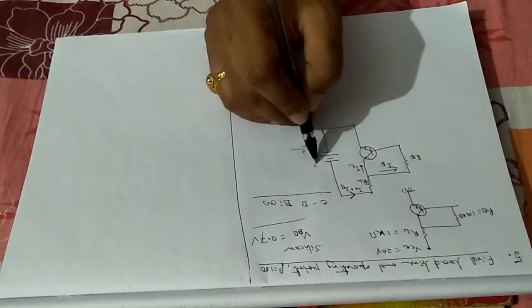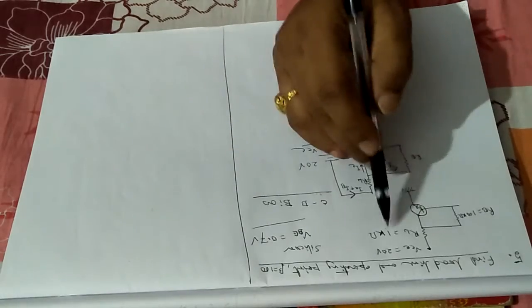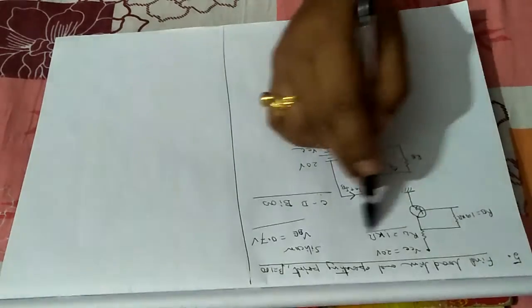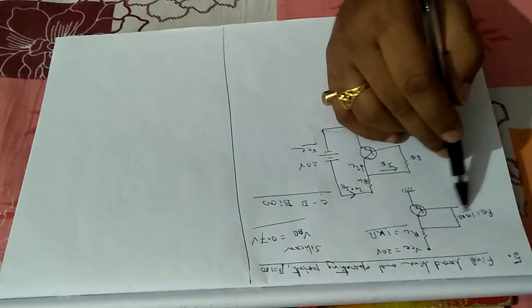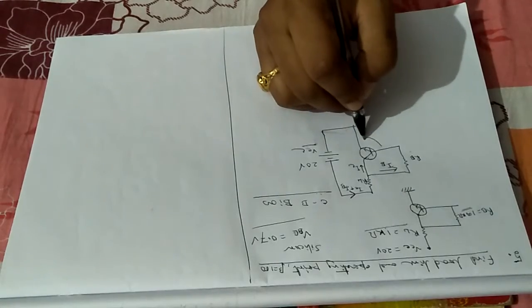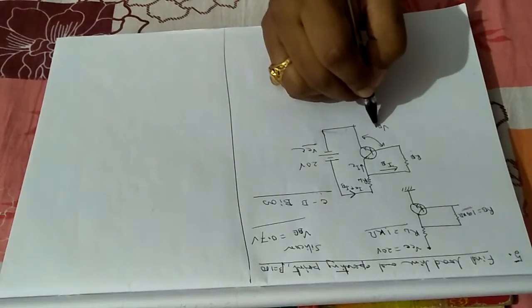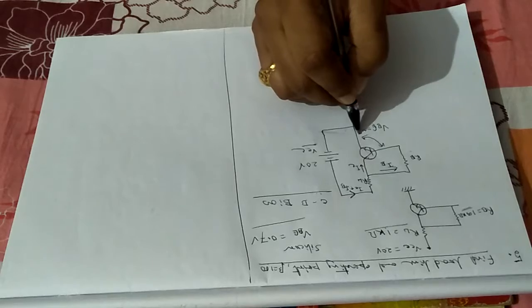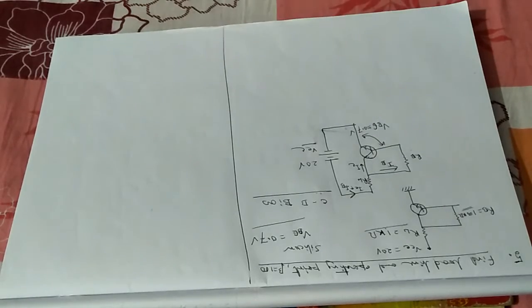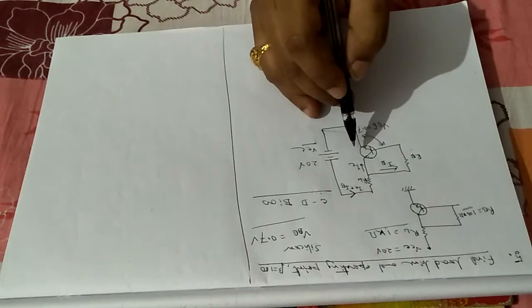VCC is given, VCC is 20 volt. RL is given, RL equals 1 kilo ohm. RB is given, 100 kilo ohm. Nothing is told about the value of VBE, so I will consider it is 0.7 volt. So simply, as we have done previously, first I will consider the input circuit.